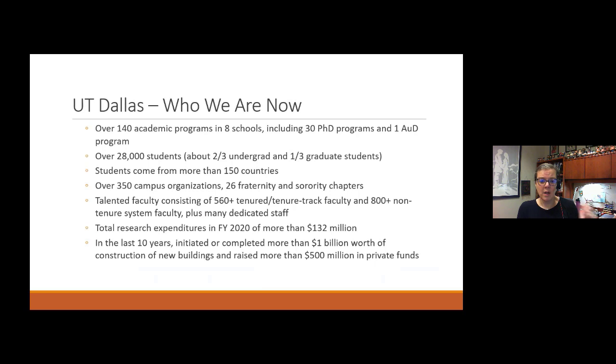So who we are now, again, you've probably seen these before, but it's always worth going over it again. We have 140 programs in 8 schools. We have 30 PhD programs. We have over 28,000 students. So we are a small to medium sized campus. Two-thirds of us are undergraduates and one-third are graduate students, representing more than 150 countries with over 350 campus organizations.